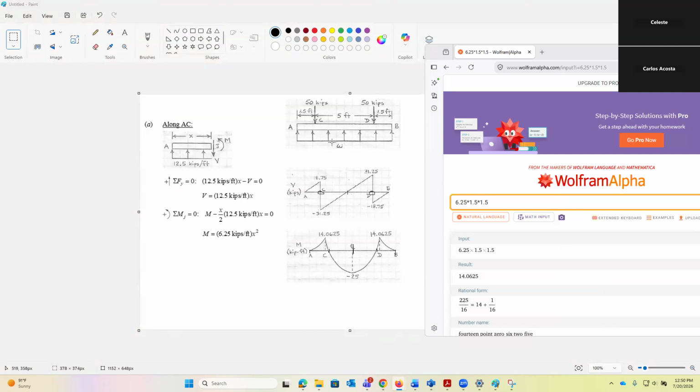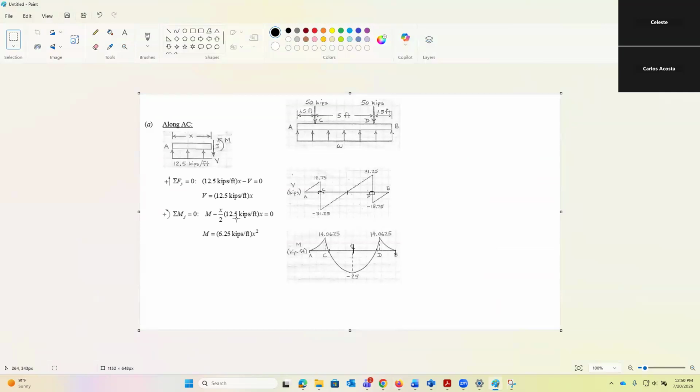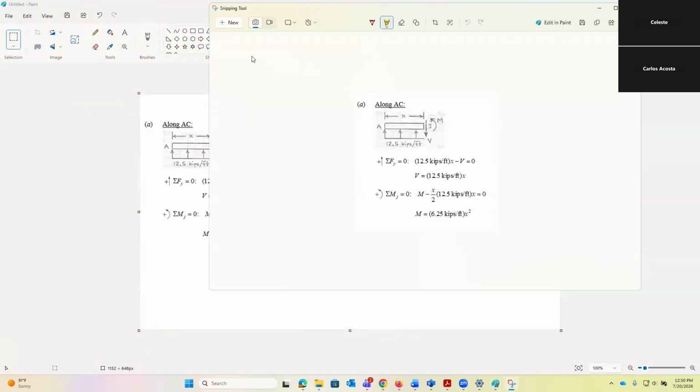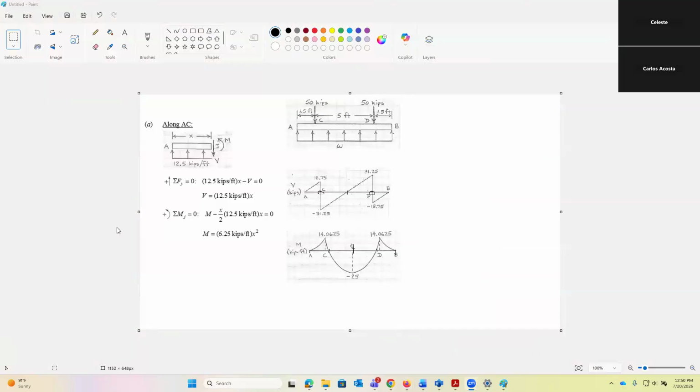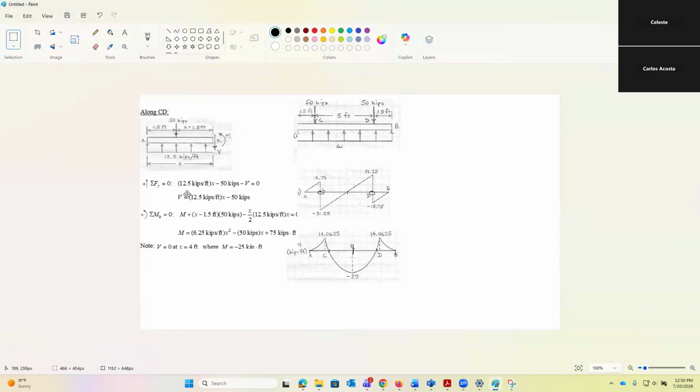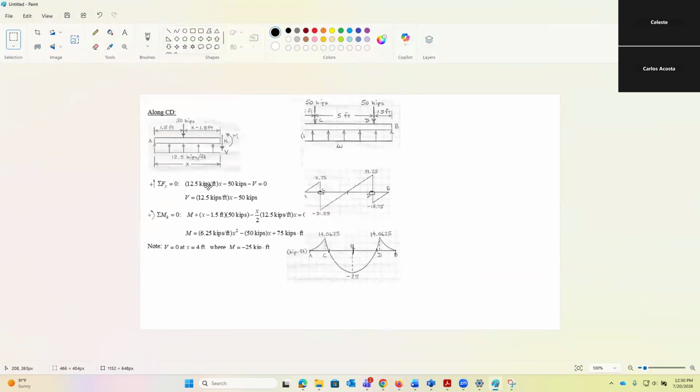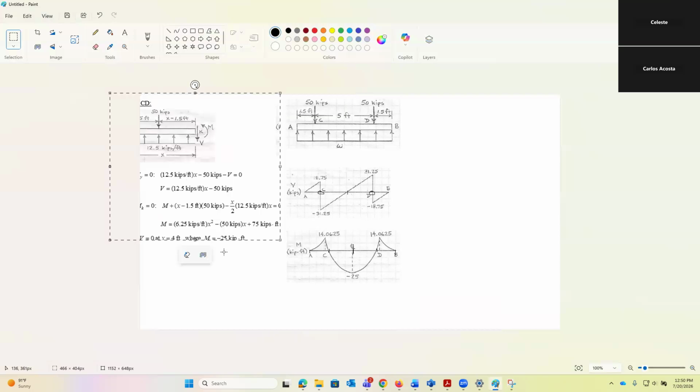Then we need the next equation, which is the one accounting for the 50 kilopounds. So the next equation is from C to D. That equation is right here, and we already solved it. It's negative 25 kilopounds per foot. So that's right here. And since this is symmetric, this is the same thing right here, 14.06. So this is the moment diagram.